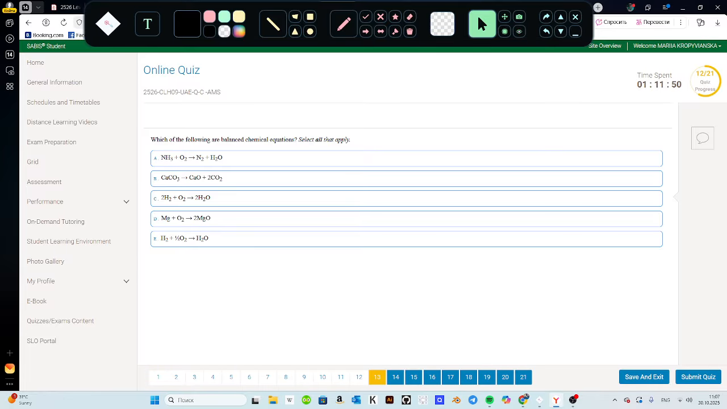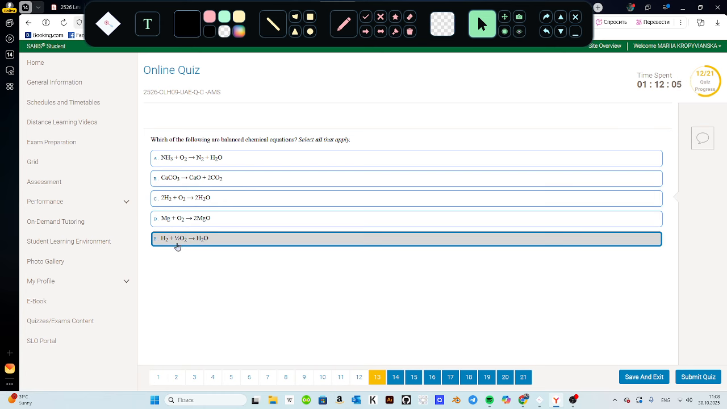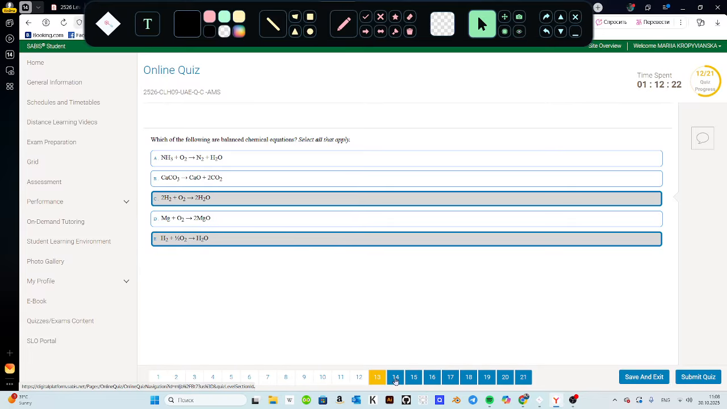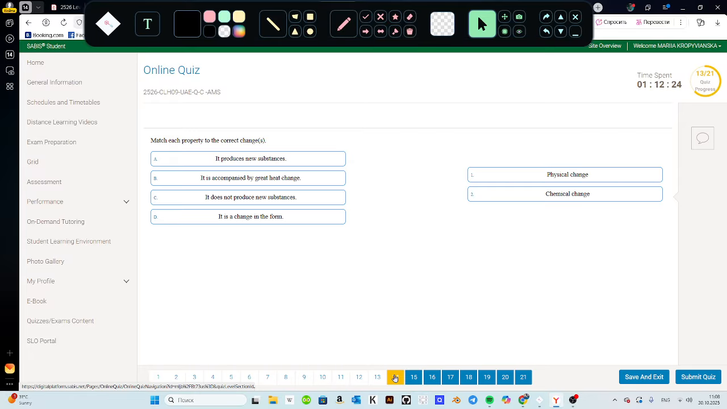Now, which of the following are balanced chemical equations? So again, we should count the number of atoms of a particular element on one side and on the other side. So this one seems correct. Fractions aren't really used, so we can just multiply by 2 so everything becomes whole numbers, but it still works. And then 2H2 and O2 gives us 2H2O, which also suits us perfectly.